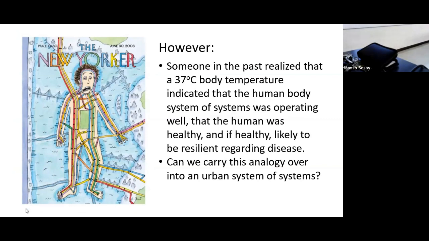However, somebody in the past found temperature, defined what temperature was. And it became clear that if your temperature was 37 degrees centigrade, you were healthy. What does healthy mean? Able to withstand viruses, colds, whatever is going on around. Something about 37 degrees. Why? I don't know why, but it's a very simple measure that takes the whole body into account somehow. So I suggest that we should be looking for something equivalent to 37 degrees centigrade for a big city. So you can say, how is your temperature today? Right?